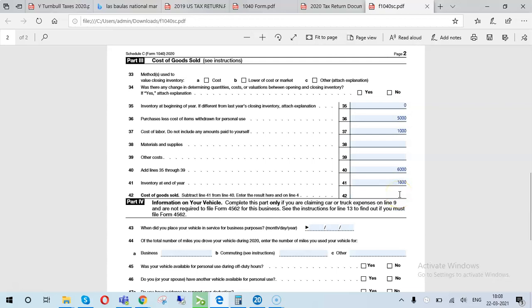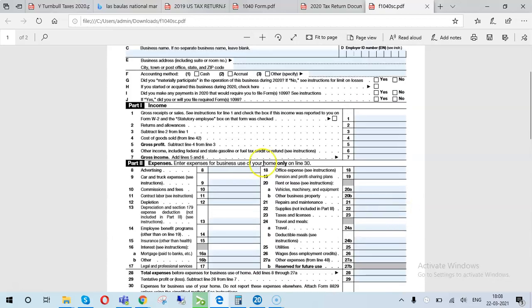And as the formula for cost of goods sold: opening stock plus purchases plus direct expenses minus closing stock. So we will subtract line 40 minus 1,800, so it comes to 4,200. This 4,200 should flow here, line 4.